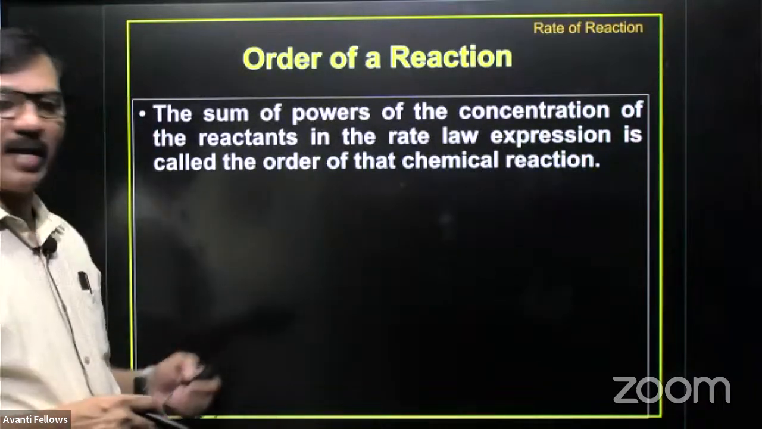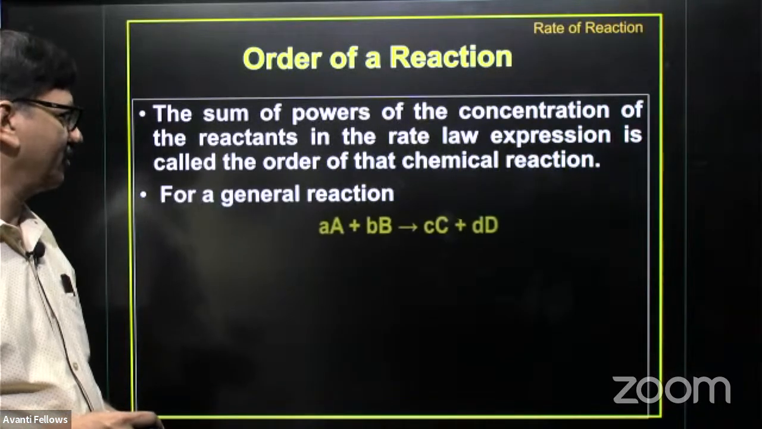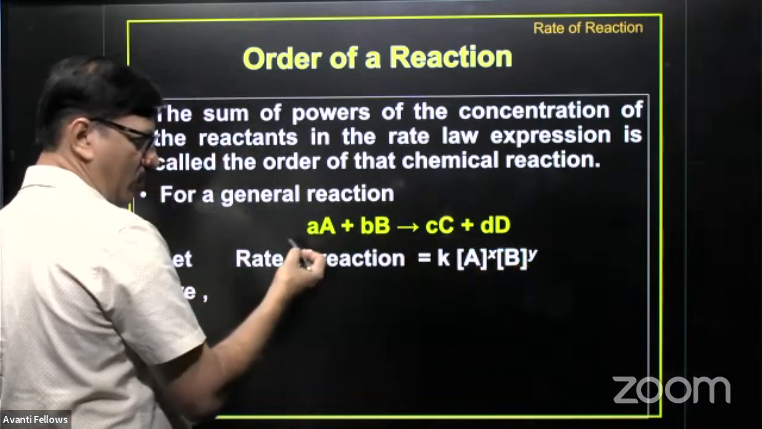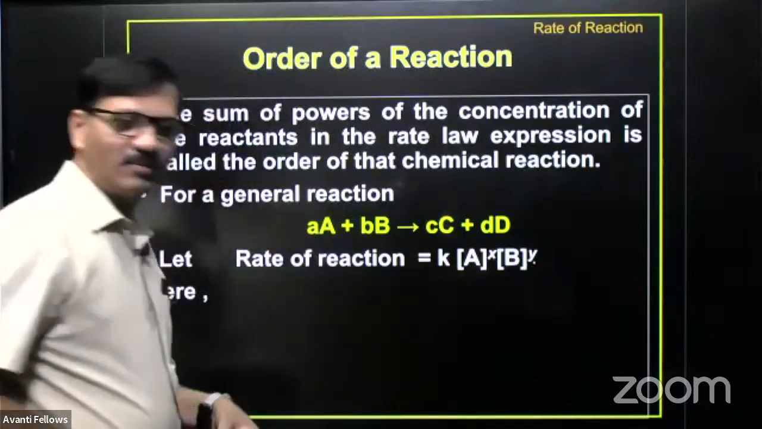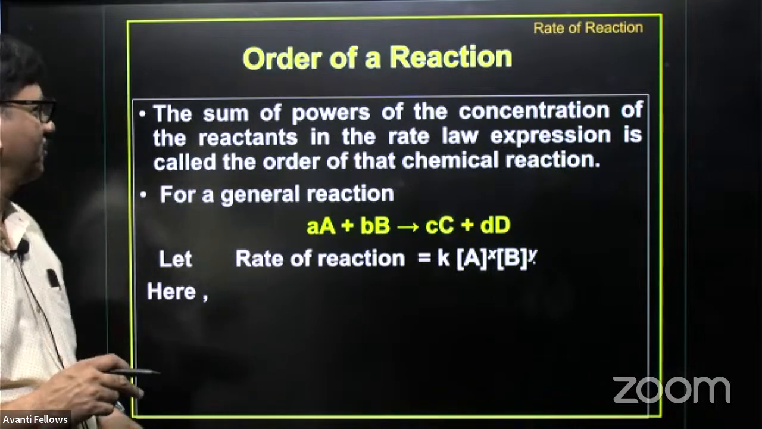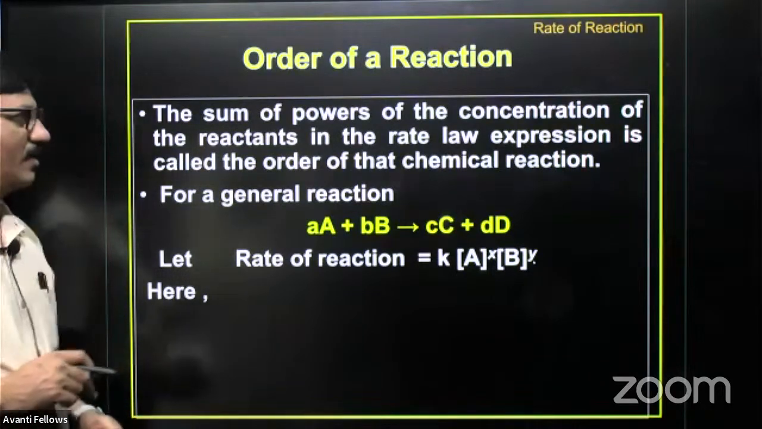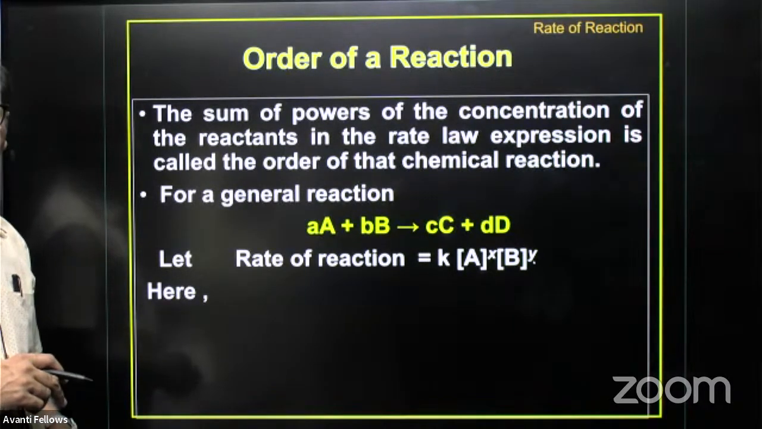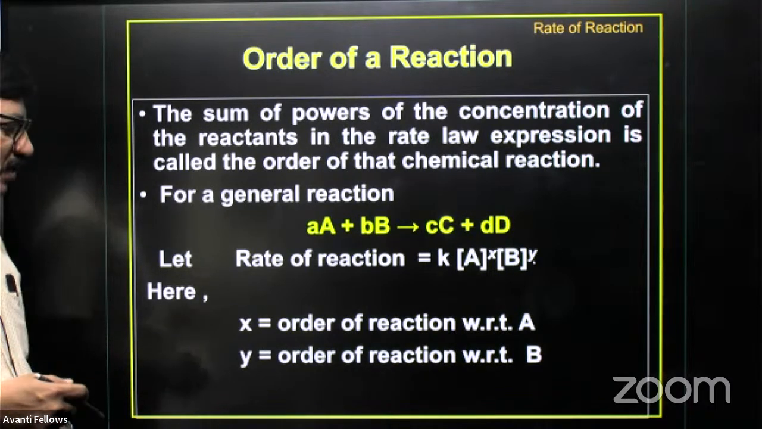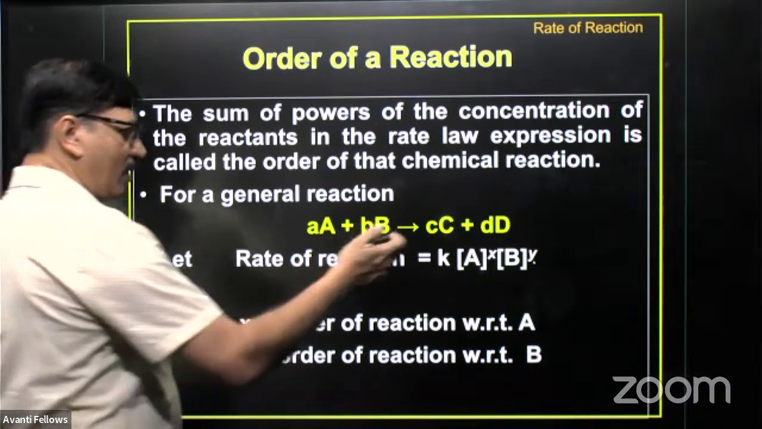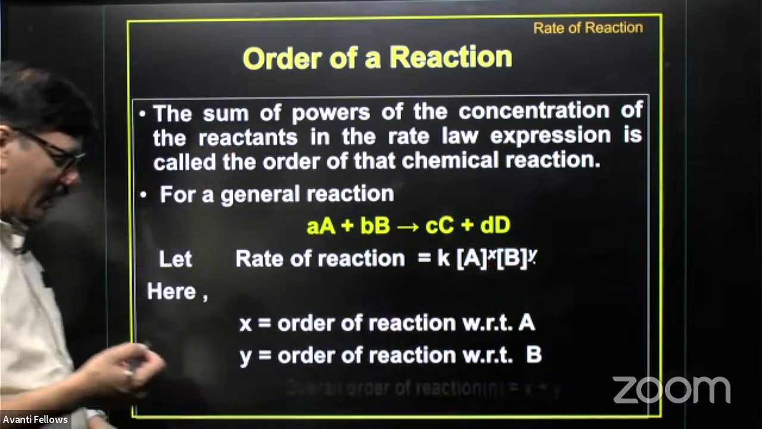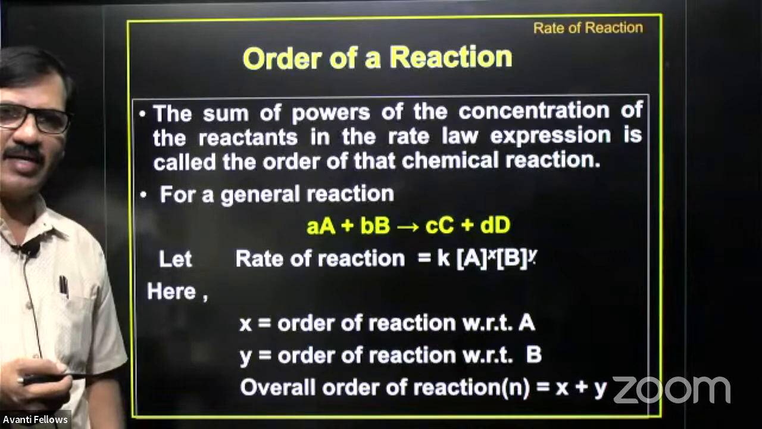Now, what is the order of the reaction? We have written the rate law expression for this reaction. X and Y are the powers in the rate law expression, and the sum X plus Y is called the order of the reaction. The sum of the powers of concentration of the reactants in the rate law expression is called the order of the reaction. X is the order of the reaction with respect to A, Y is the order with respect to B, and X plus Y is the order of the reaction.